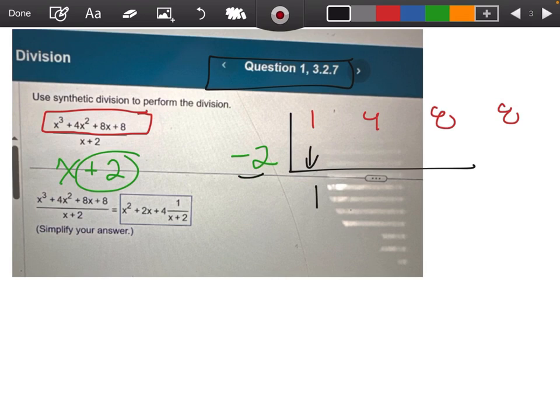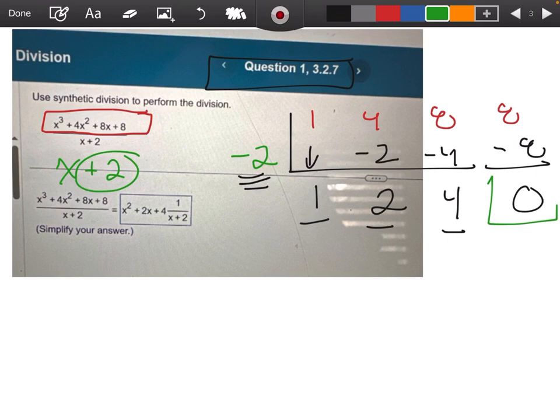We're going to multiply. -2 times 1 is -2. We're going to add straight down. That's a 2. -2 times 2 is -4. We're going to add straight down. That should be a 4. We're going to multiply again. -2 times 4 is -8, and that's a 0. Y'all, the last number is always going to be my remainder. So we don't have any remainder here. This went in nice and neat.